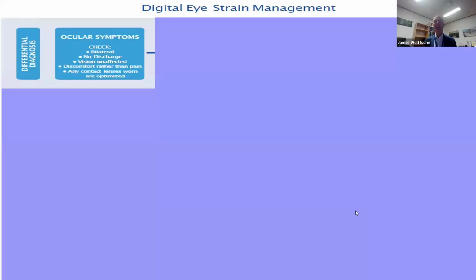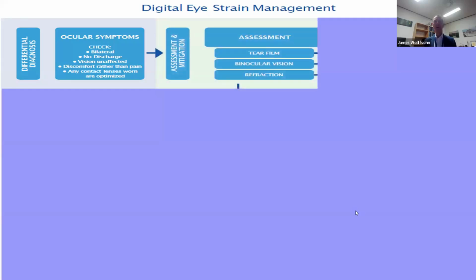So how do we manage someone who approaches us reporting eye strain when they're using digital devices? Well, we've got to be careful, first of all, to do a differential diagnosis, because this could be something else. It could be dry eye, it could be an infection, it could be allergy. So for digital eye strain, we're expecting it to be bilateral, no discharge. The vision shouldn't be affected, particularly in the longer term. It might be affected in between blinks. It should be discomfort rather than pain. And if any contact lenses are worn, then it's important to optimize those.